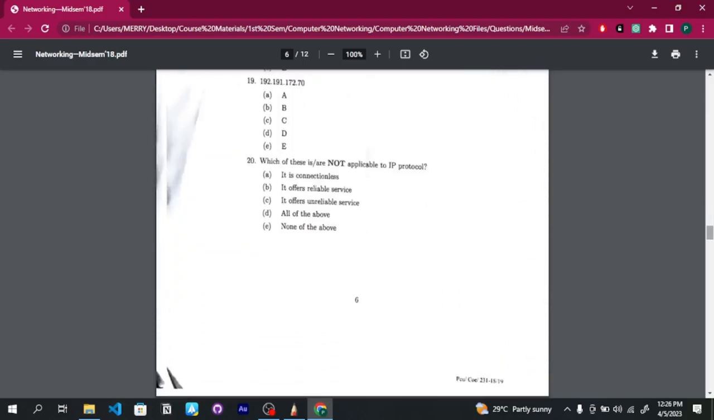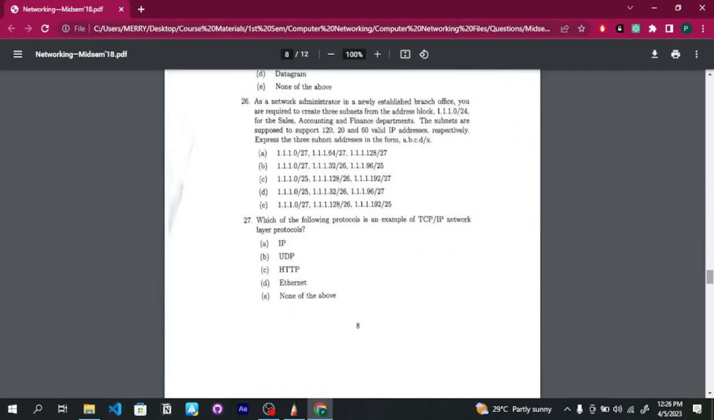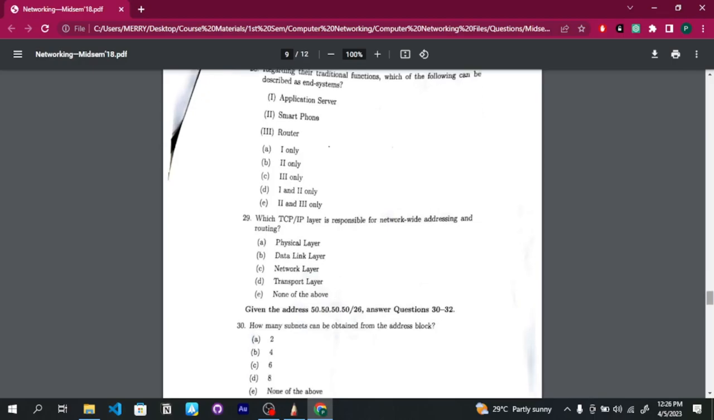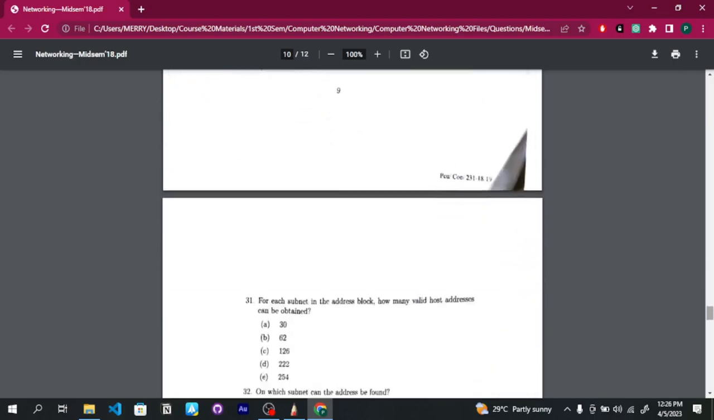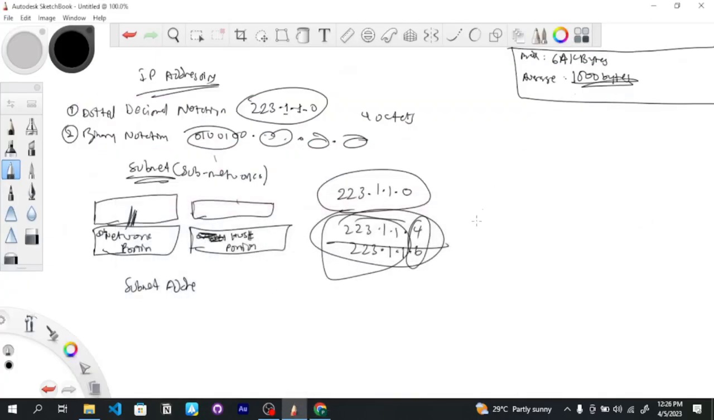These two questions, the classes thing, 23, 26, 30 to 32, all those things. We'll look at all of them, but we need to really understand. So what's subnet addressing?